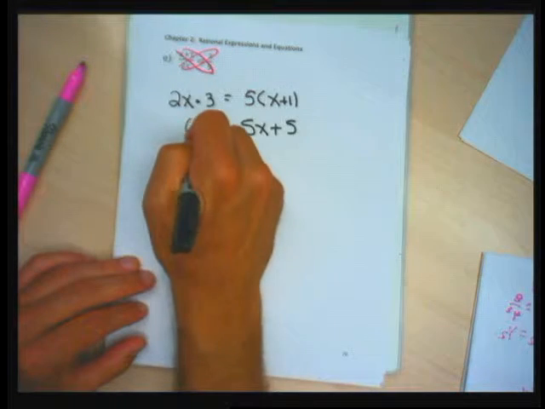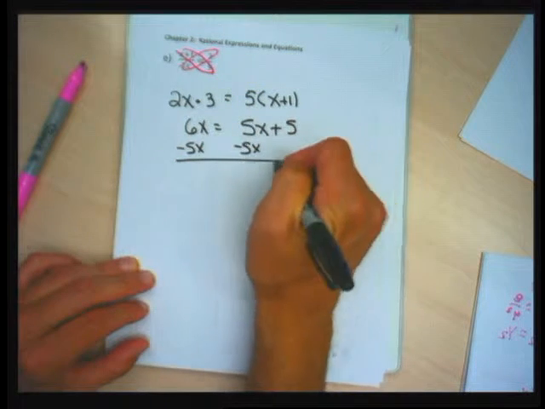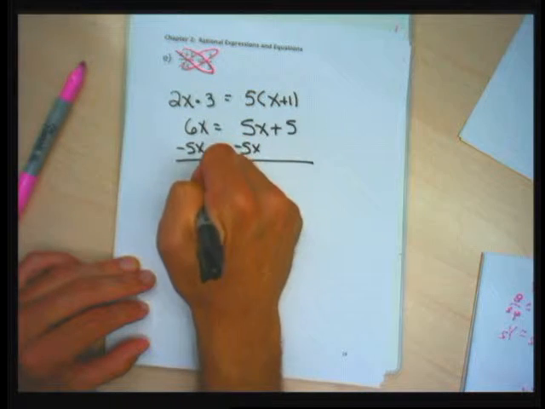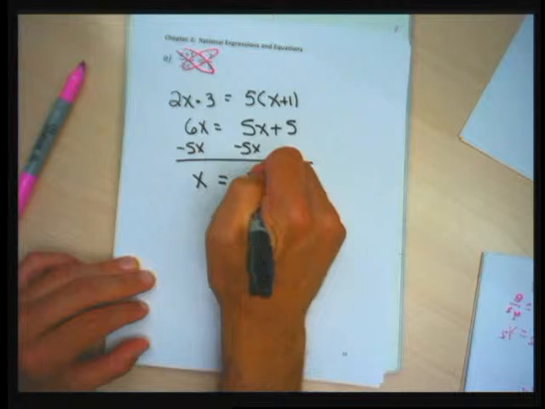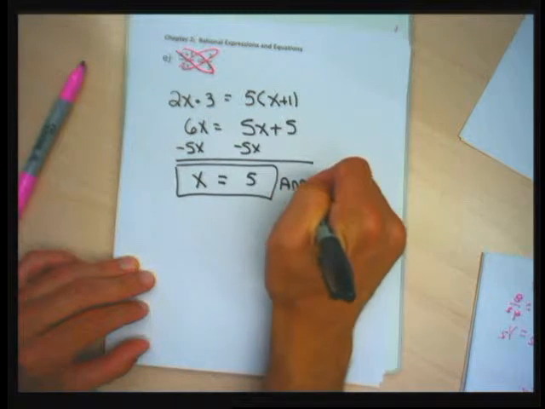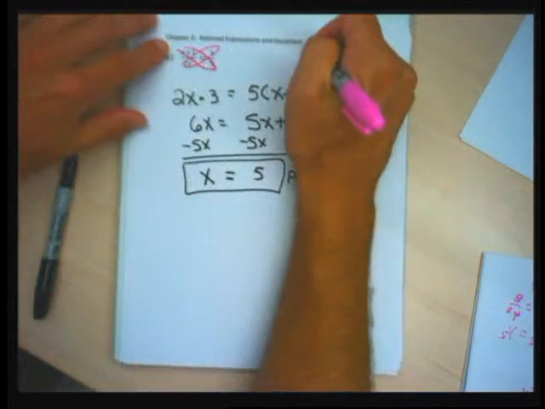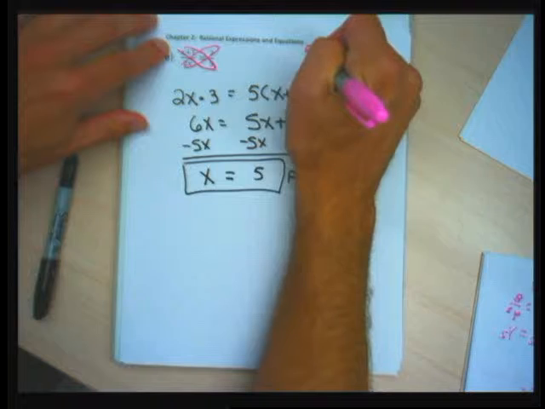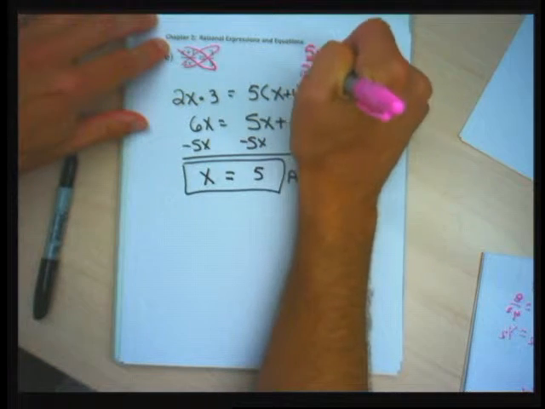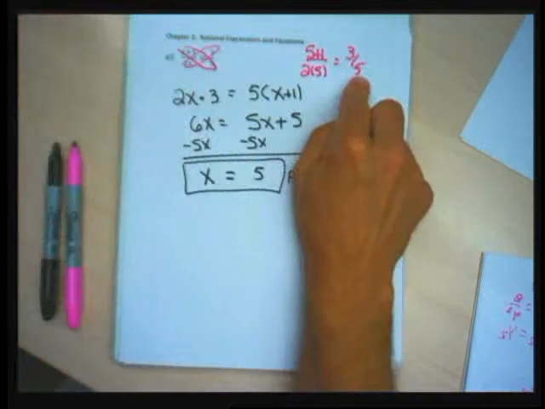I do need to get the x's on the same side, so I'm going to minus 5x from both sides. When I do that, on the left side, 6x minus 5x is 1x. The right side, I get 5. I think that's my answer. I should check. I'm going to put 5 in for the x's and see if 5 plus 1 over 2 times 5 equals 3/5. The right side's already reduced.